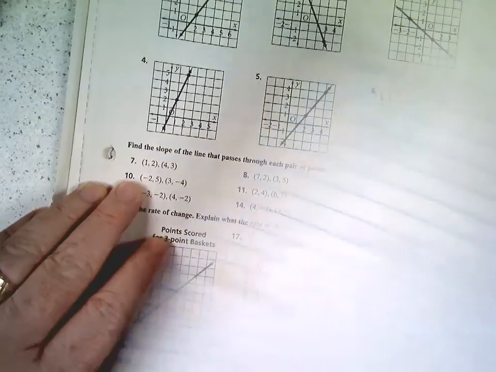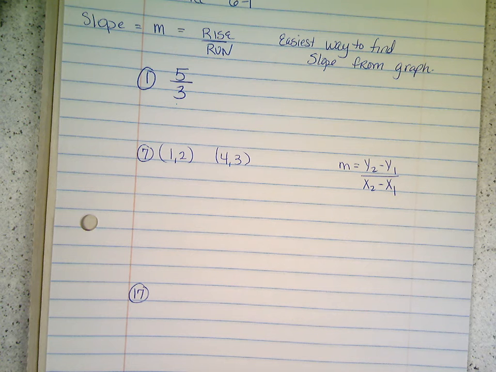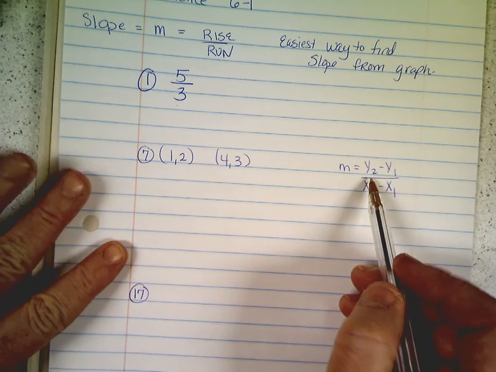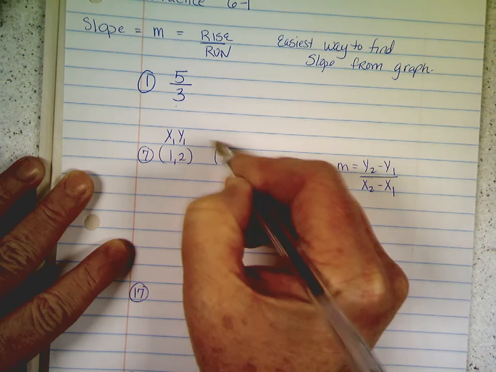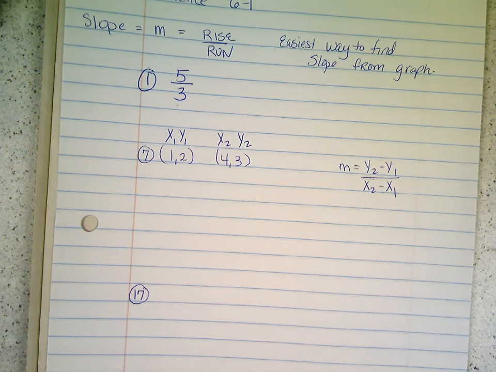Now, number 7 asks you to find the slope, and they give you a pair of points. Now, I know that you could plot those points on a graph, and you could count the rise and the run, but we want you to use this formula. So here's the formula for slope. And the very first thing you do is you label, and be very careful. The easiest mistake to make is to try to get these mixed up. So let's be very careful.